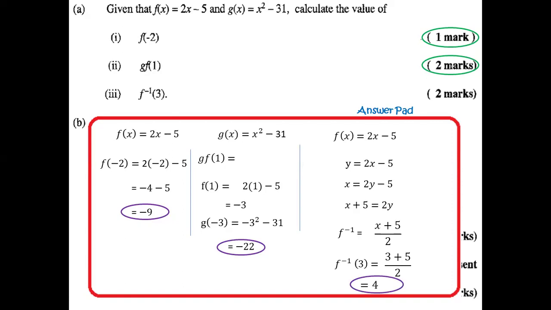Practice without the answers to ensure that the concept is something that you understand. All right, very good.